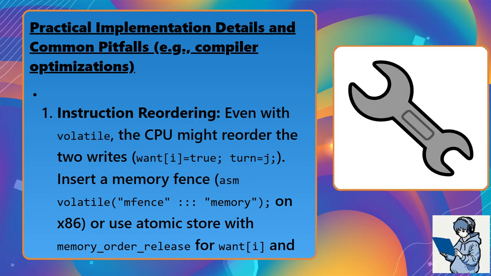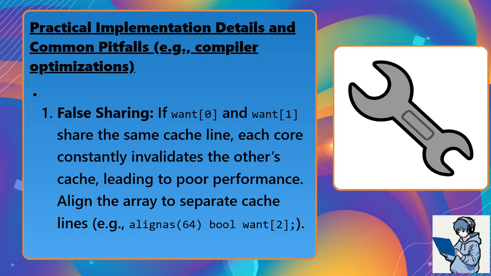Number 2, instruction reordering. Even with volatile, the CPU might reorder the two writes, want[i] = true and turn = j. Insert a memory fence, asm volatile("mfence" ::: "memory") on x86, or use atomic store with memory_order_release for want[i] and memory_order_acquire for turn. Number 3, false sharing. If want[0] and want[1] share the same cache line, each core constantly invalidates the other's cache, leading to poor performance. Align the array to separate cache lines, for example alignas(64) bool want[2].